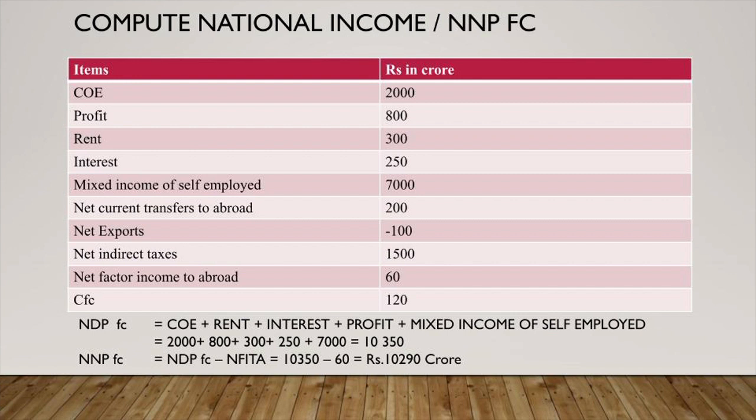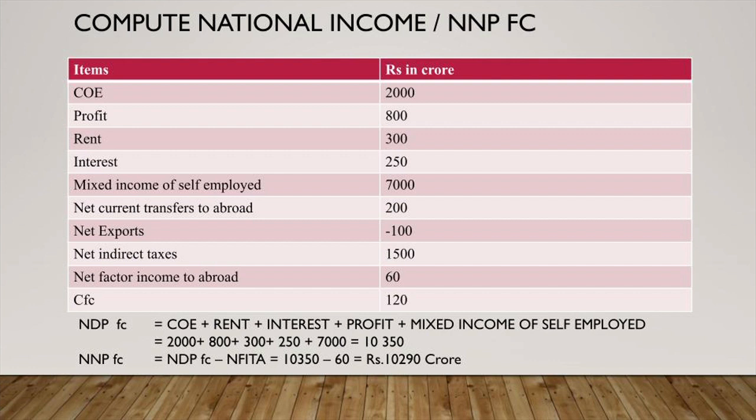This can be explained with the help of an illustration given here to find national income. The compensation of employees is given as 2,000, profit 800, rent 300, interest 250, mixed income of self-employed 7,000, net current transfers to abroad 200, net exports minus 100, net indirect tax 1,500, net factor income to abroad 60, and consumption of fixed capital, that is depreciation 120.